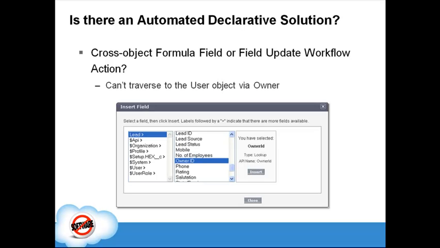What about using roles or territory management? Those are definitely viable options that should be explored. In this case, though, their role hierarchy was not geographically based, and they had decided against implementing territory management.